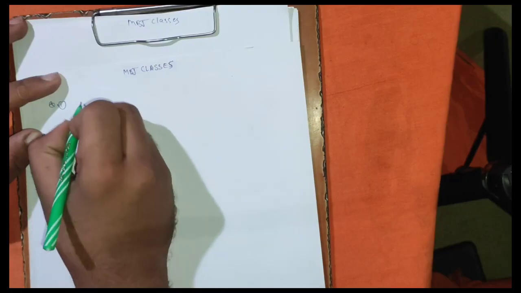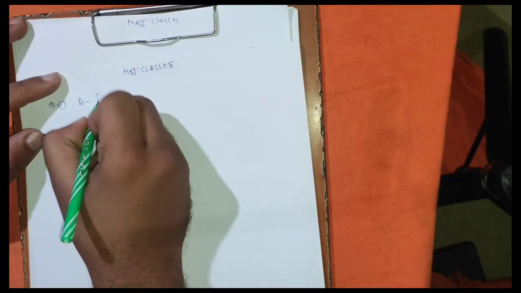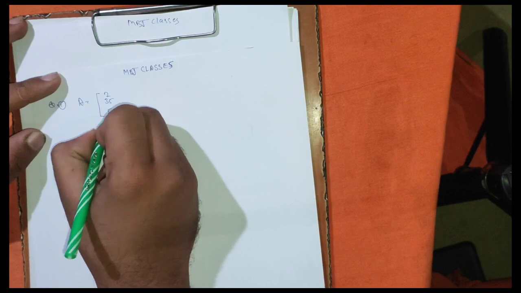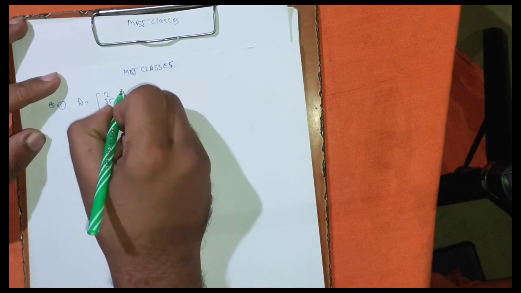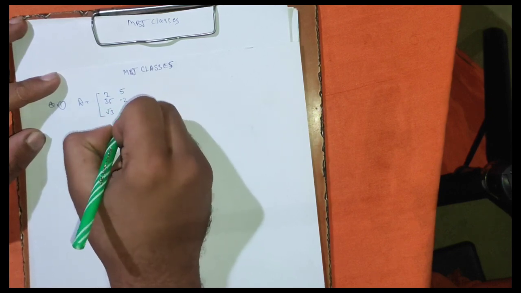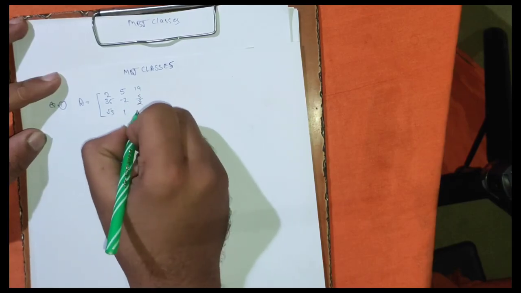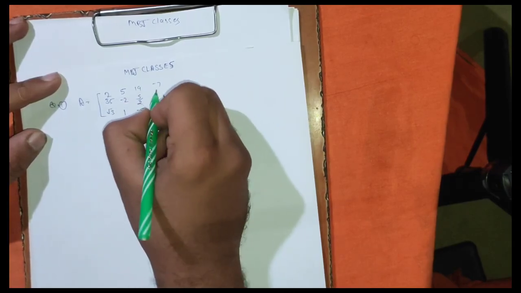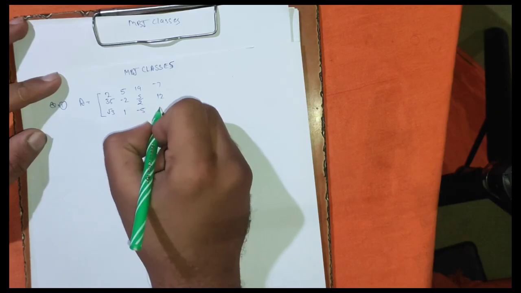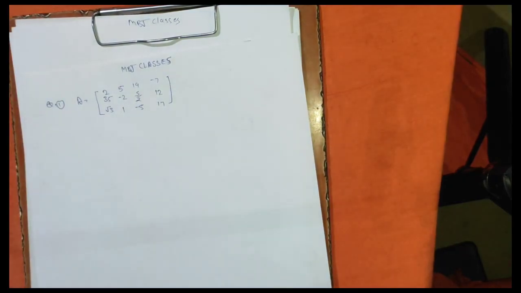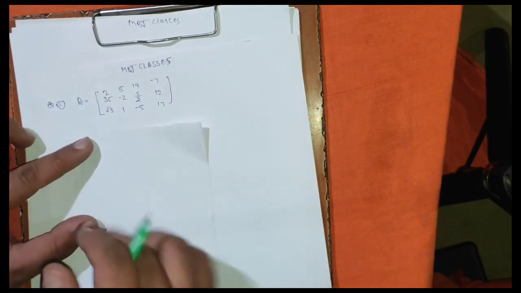In question number 1, first I have the matrix, which is 2, 35, root 3, then 5, minus 1, 19, 5 by 2, minus 5, minus 7, 12 and 17. This was my matrix. Now let's explain a little concept of the order.